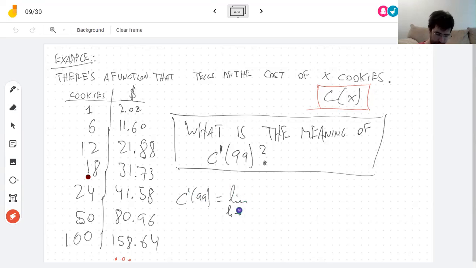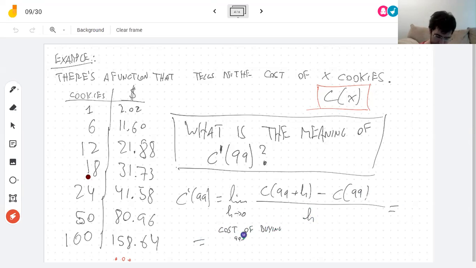So the derivative is the cost of buying H more cookies, and then divide by H. So what is this formula? What is it telling us? So in words, C of 99 plus H is the cost of buying 99 plus H cookies. C of 99 is the cost of buying 99 cookies. And H is H. And I'm out of space.